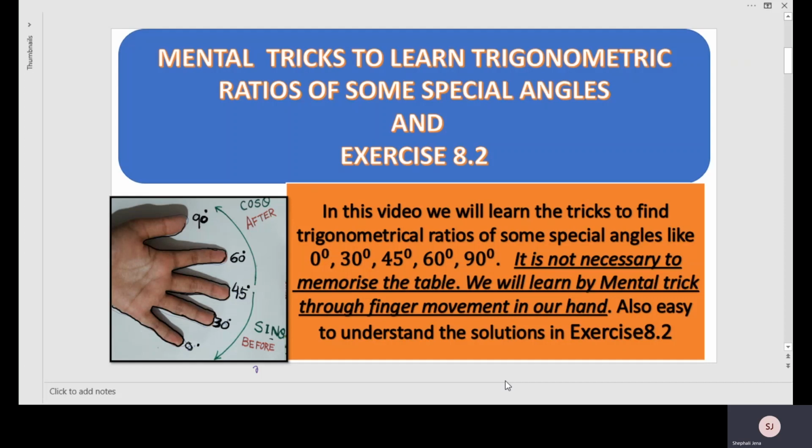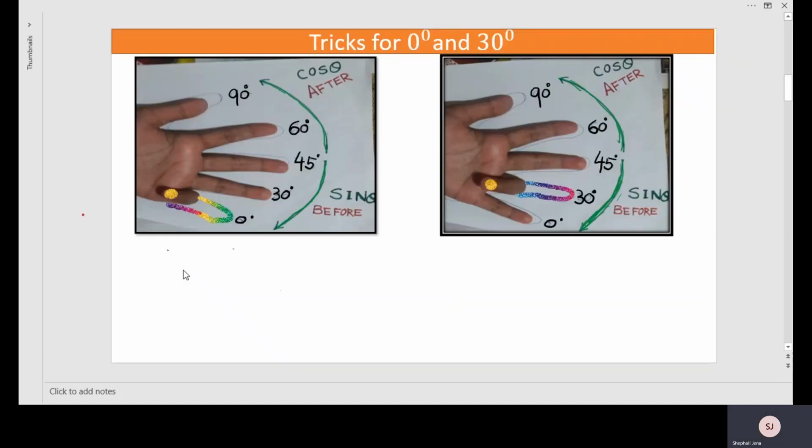And for sine, you should calculate the square root of the number of fingers before the angle, divided by 2. For cos, you should calculate after the finger, how many fingers are left. After the finger, how many fingers are there? Square root of that number divided by 2. So we should see, for the little finger we indicate 0 degree.